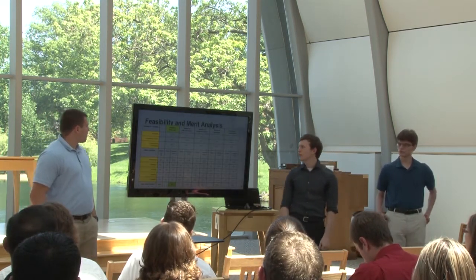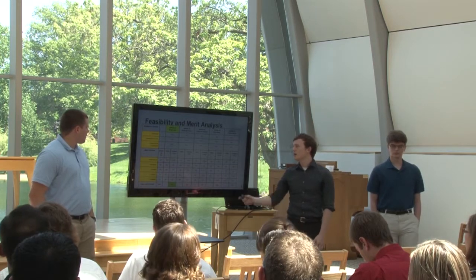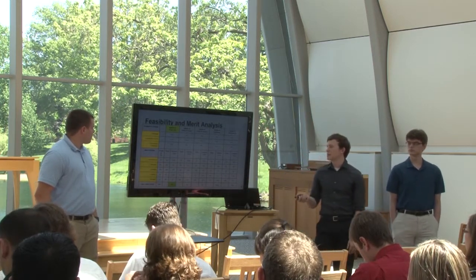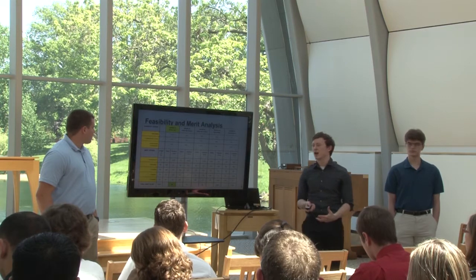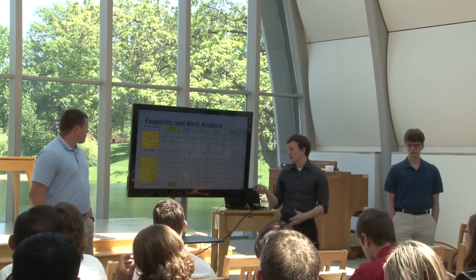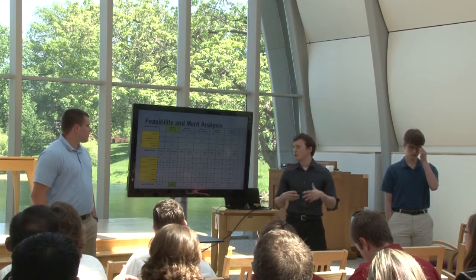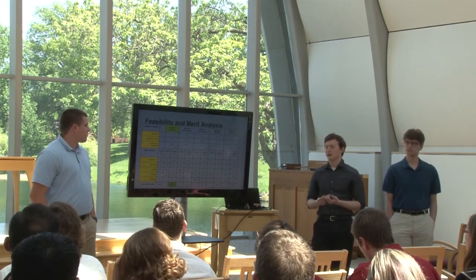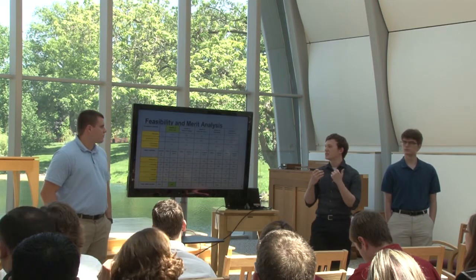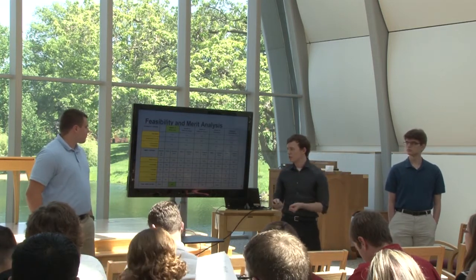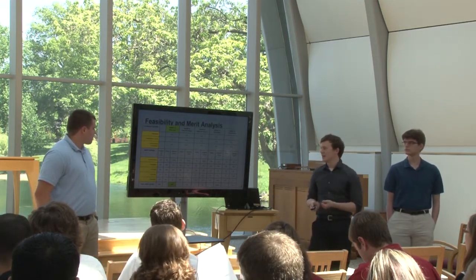So we have our feasibility and merit analysis table. Basically, what we found was that the superior design is the swing liner, which scored 90 compared to the others, which scored 70, 71.25. So what allowed the swing liner to exceed above the other designs was in affordability, durability, and simplicity.